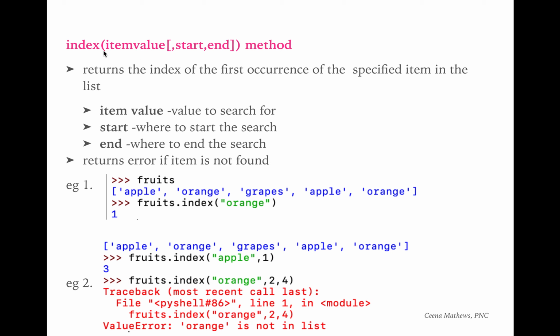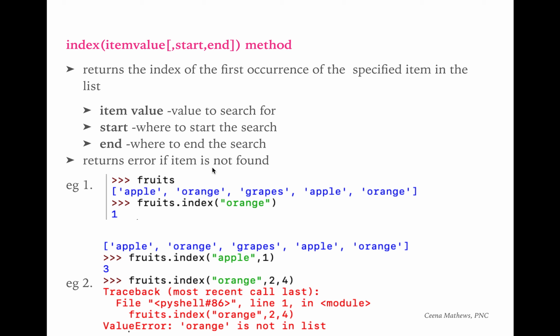Index method. In this heading itself, I have given the syntax for it. That is index within brackets item value, that is the first parameter. Following it are start and end, which are optional. The only parameter that is mandatory here is item value, and this index method returns the index of the first occurrence of the specified item in the list, and the parameter item value here is used to specify the value that is to be searched for. Start here indicates where to begin the search, and end here indicates where to end the search. These two are optional. The only mandatory one is item value, as you can see in the example.